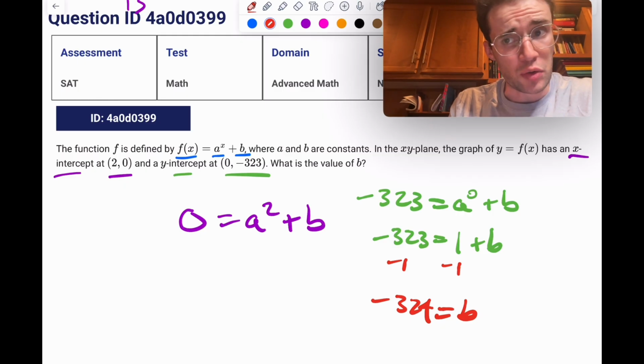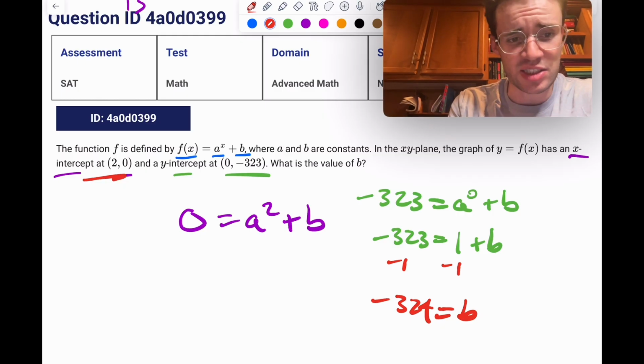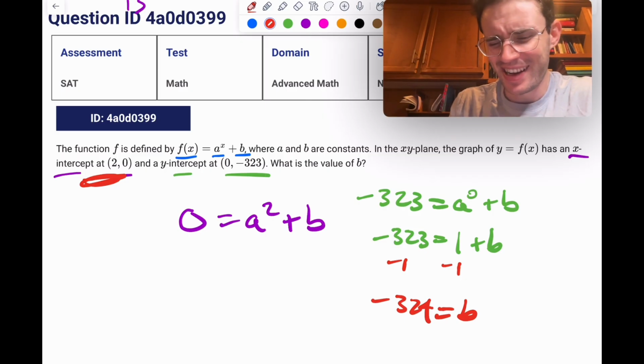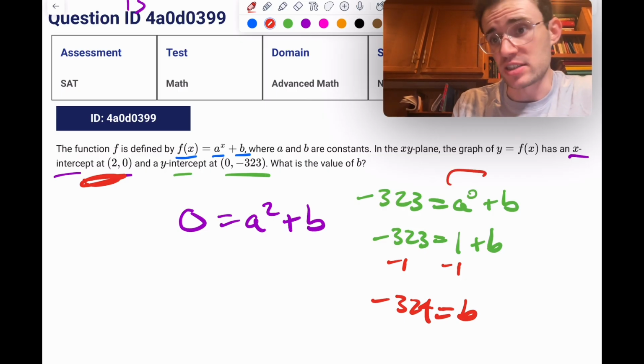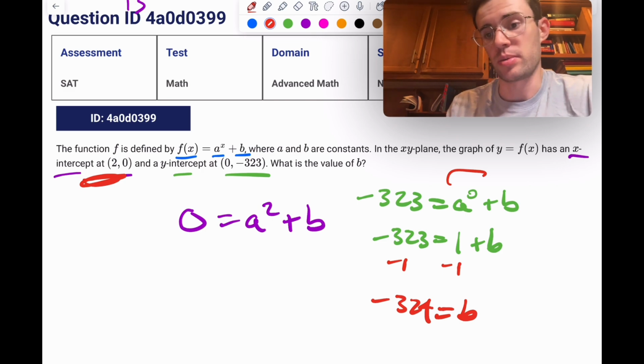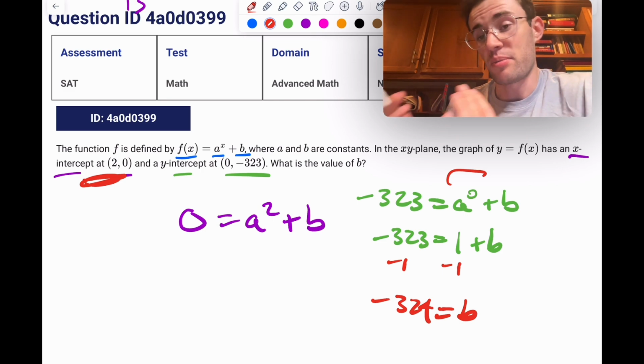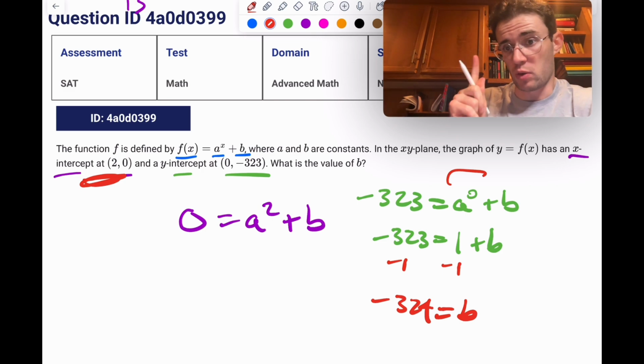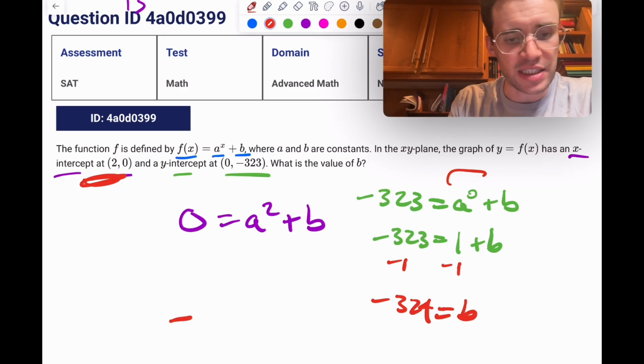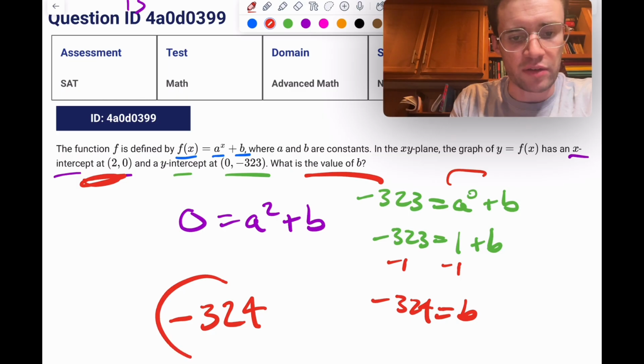So, yeah, I think this is just a red herring. So ignore the x-intercept part. The other thing they're trying to trick you on is they're hoping that people will think a to the 0 is 0. So 0 plus b equals negative 323. Just again, remember, anything to the 0 power is going to be 1. But so in this case, your value of b is negative 324.